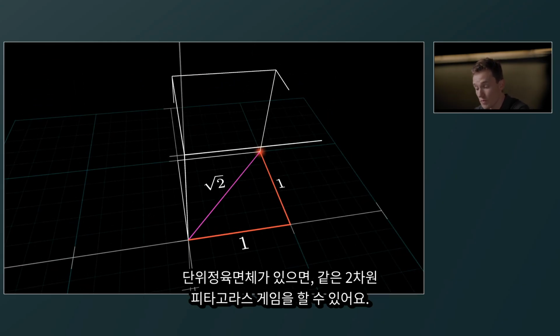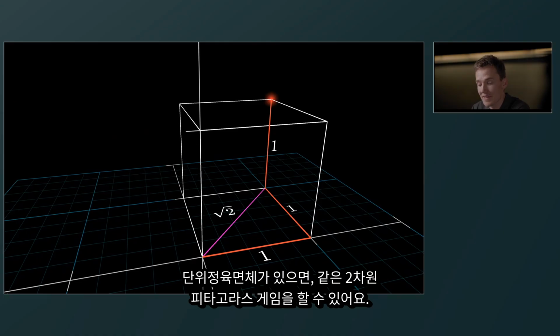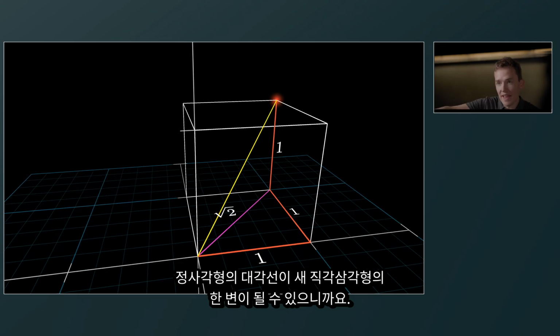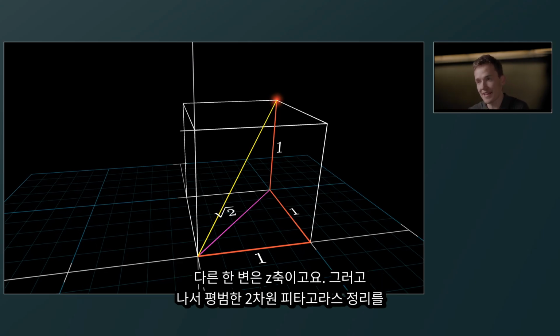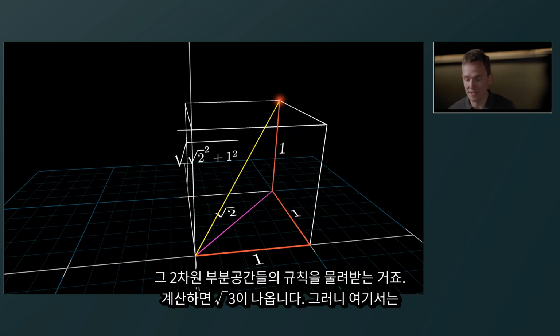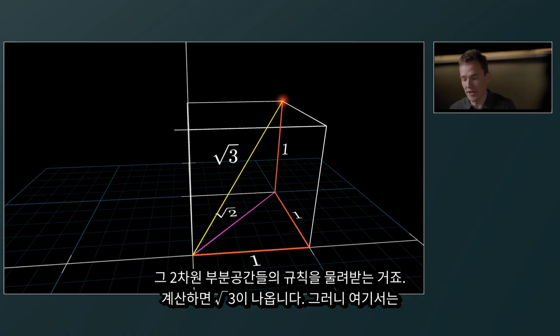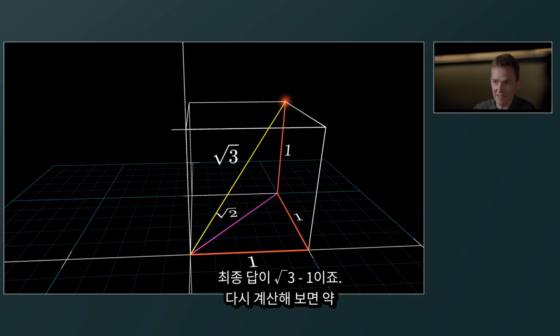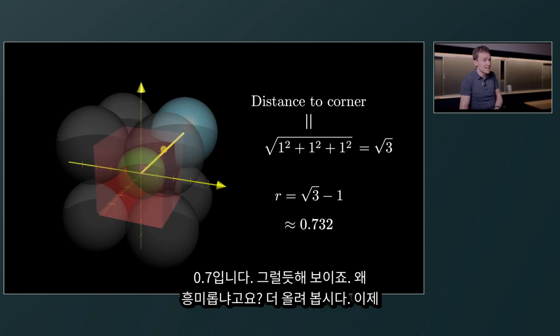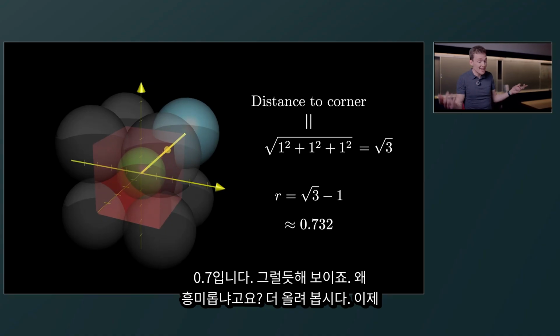So if you have a unit cube, you can play the same 2-dimensional Pythagorean theorem game, because having that diagonal of 1 square, that could be one leg of a new right triangle, where another leg is this z-axis. And then from there, you do the normal 2-dimensional Pythagorean theorem, so we're not imbuing 3D space with a new rule. It's more like it's inheriting the rule from all its 2-dimensional subspaces. You work it out, you end up with root 3. So in this case, that means the final answer, root 3 minus 1. Again, you do the calculation, looks to be about 0.7. You say, seems reasonable. Why is this interesting?